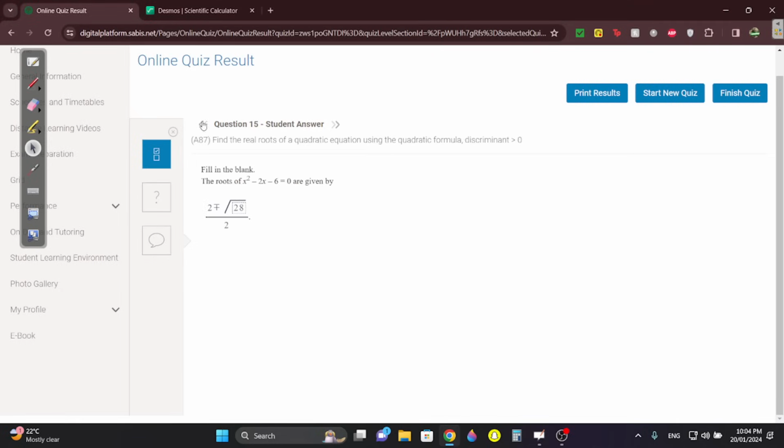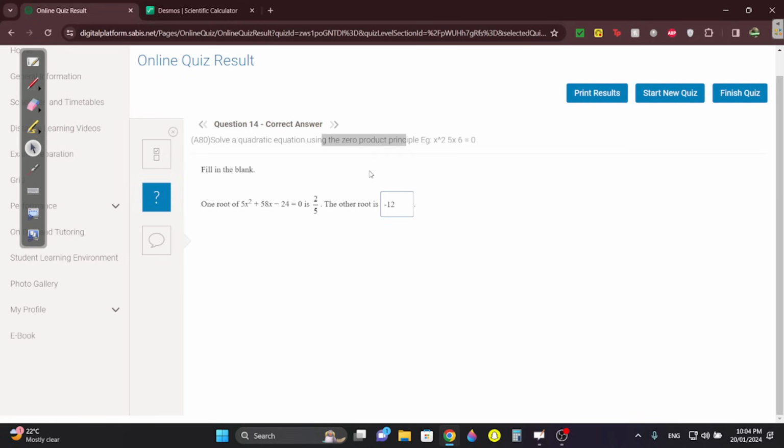Just honestly, I think factoring would be the most logical way. And here they say using the zero product principle. It means factor, I think. Just factor. It's not that hard. Okay, now I think we've moved on to quadratics.